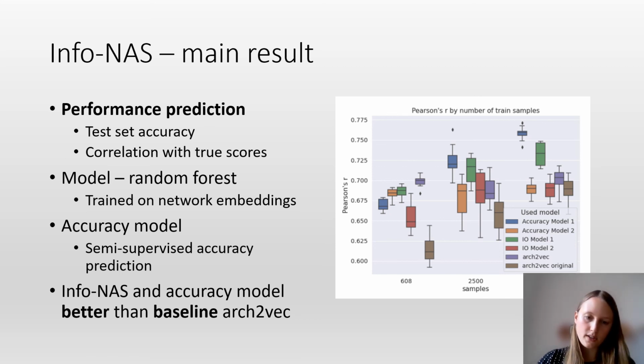On the right, you can see the results, and the blue box and the green box, that's the I/O model and the accuracy model. So you can see that the semi-supervised training might bring some advantage because our results are better than the original arc2vec.